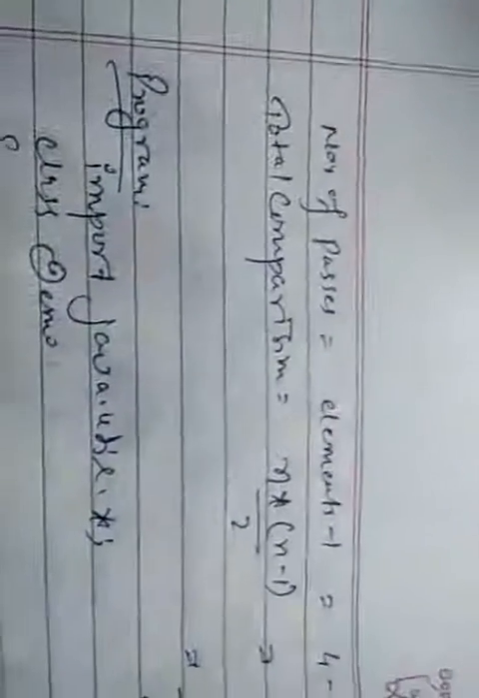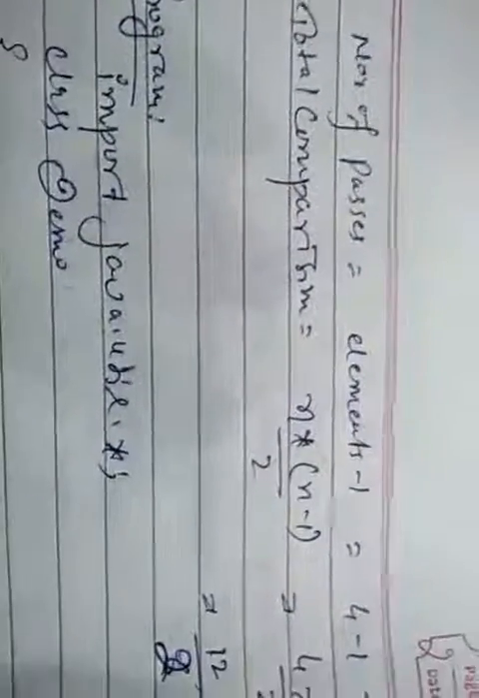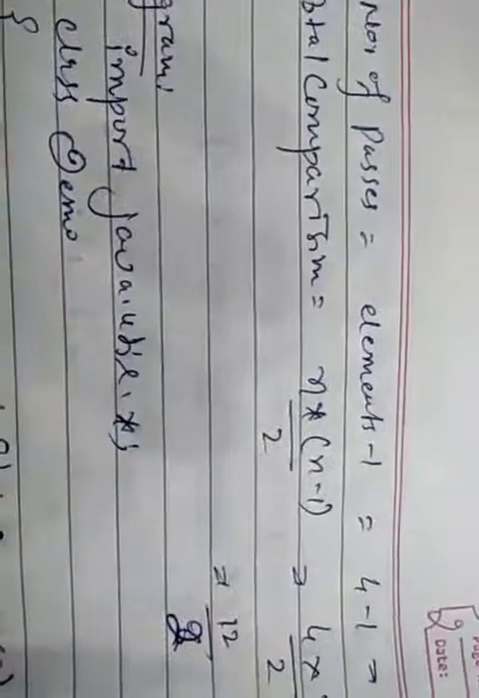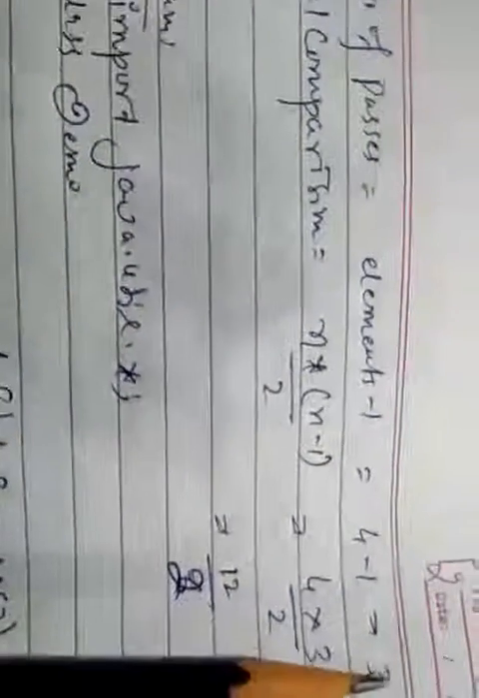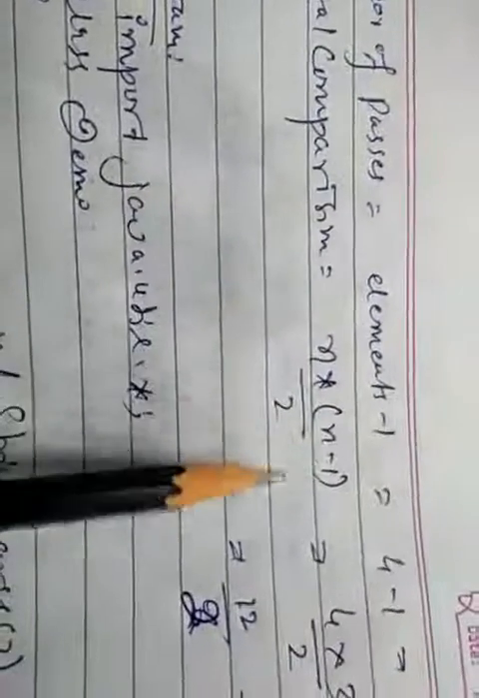So here this is the formula: number of passes equals number of elements minus 1. Here in this array the number of elements is 4, so 4 minus 1 equals 3, and the total comparisons will be n into n minus 1 divided by 2, that is 4 into 3 divided by 2. So the correct answer is 6. You can see in the diagram the total comparisons are 1, 2, 3, 4, 5 and 6.